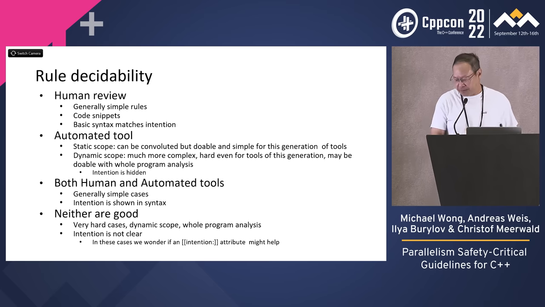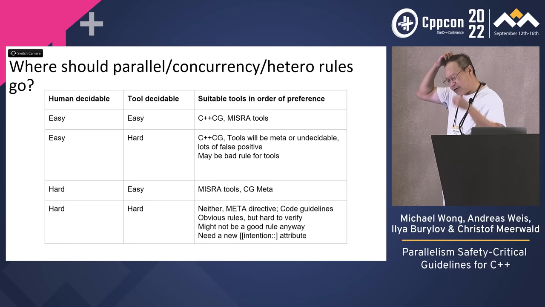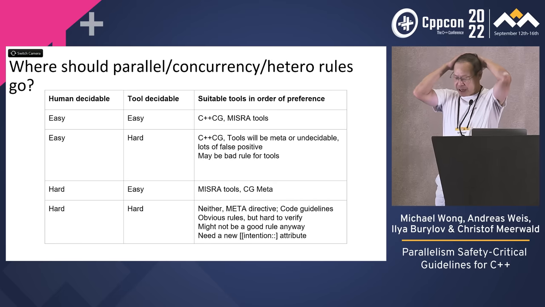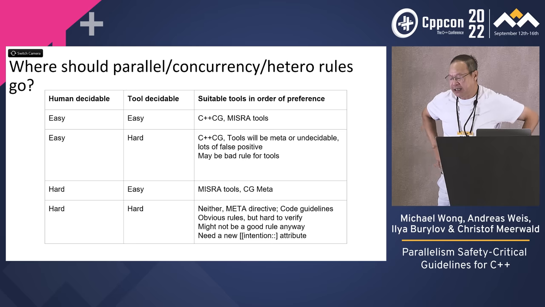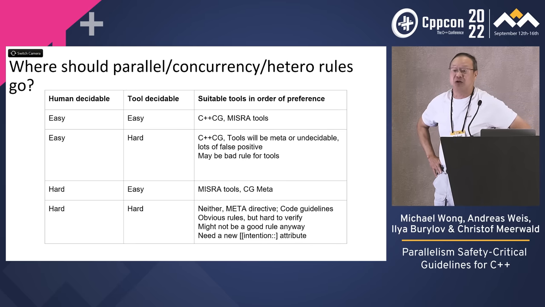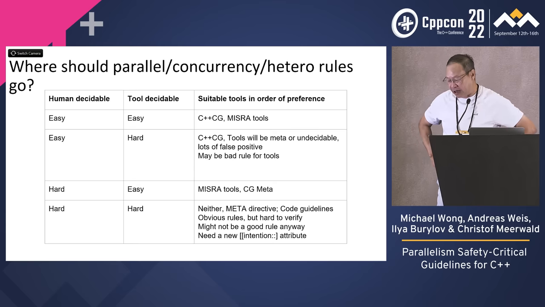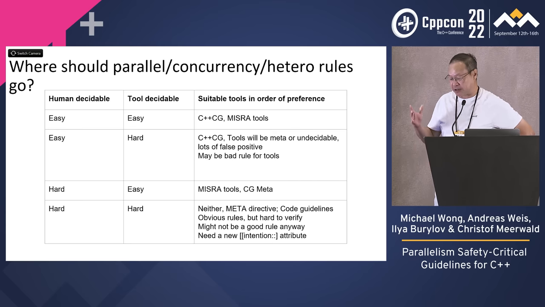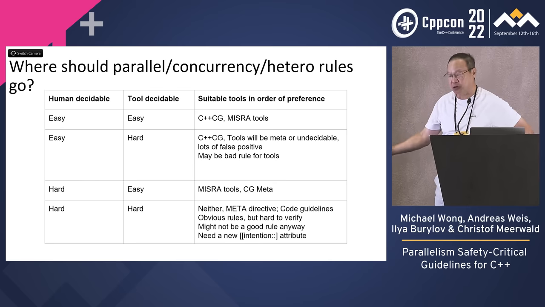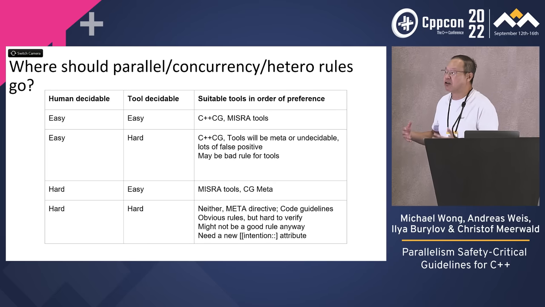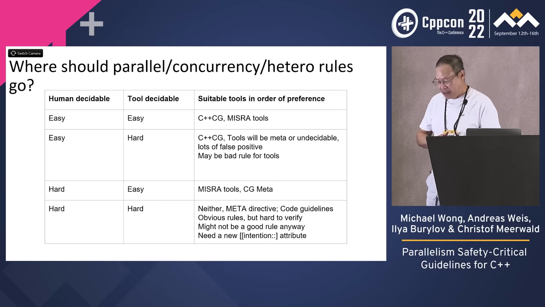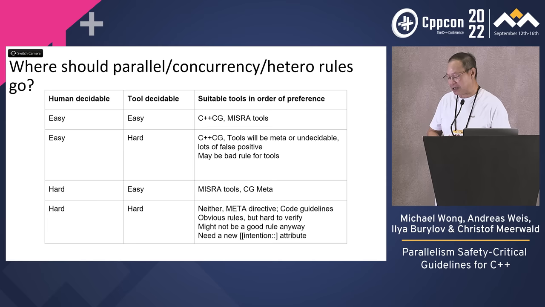Okay, so that's pretty much it. We have separated it out in a matrix. If it's easy for a human to decide and easy for a tool to decide, the C++ Core Guidelines are pretty good for those things, okay? On the opposite side, if it's hard for a human to decide but easy for a tool to decide, tools are the best thing, and in the core guidelines you would probably put that as what's called a meta rule. And then the worst part is if they're both hard for human and machine to decide, okay?